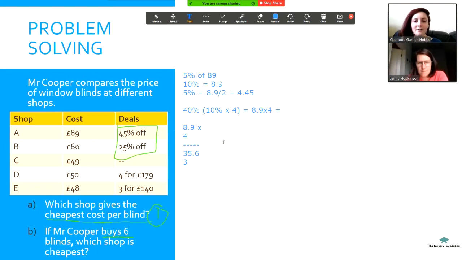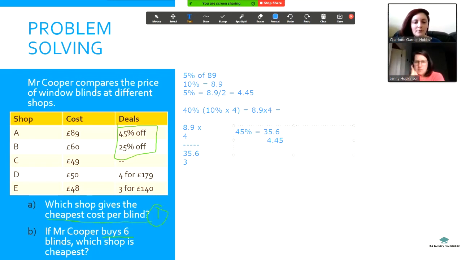So I know then that 45% of 89 is going to be 35.6 add 4.45 because we've worked out 40% and we've worked out 5%. Okay. So once again, I'm going to set that up in a slightly easier way. So I've got 4.45.